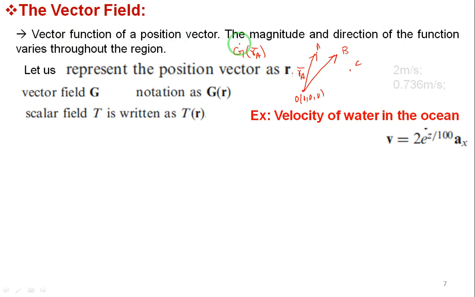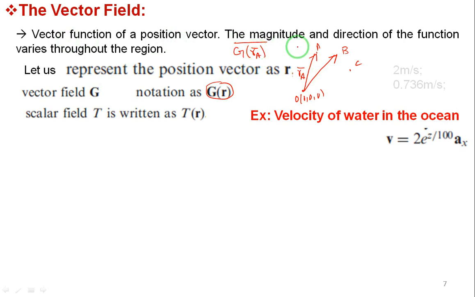So a vector function of a position vector, this is overall a vector, right? So the vector field is defined as the vector function of a position vector. Here we have taken the position vector as R, so the vector field is represented as G of R. In the textbook they will write like this, but while we write, we have to make use of bars. So it is a vector function of a position vector.